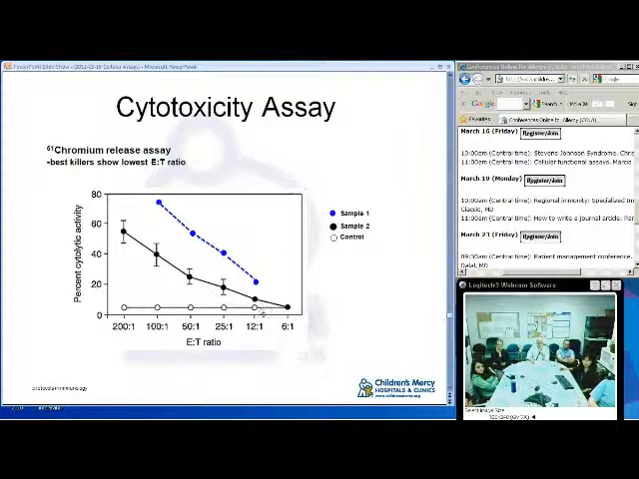And so here is the control where you have no effectors, and sample 2 is you have a specific effector, and then here's another one with another effector. So the best killers show the lowest effector target ratio, so you see that sample 1 is your best population of killers compared to sample 2, because they kill to a greater extent at a lower effector to target ratio.